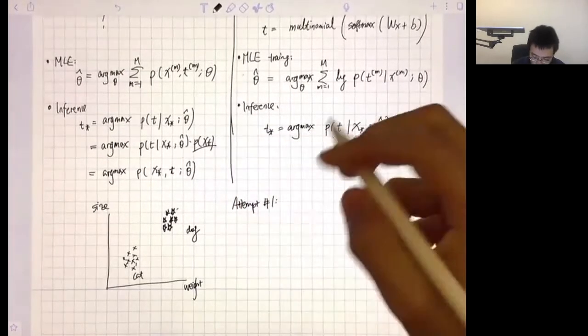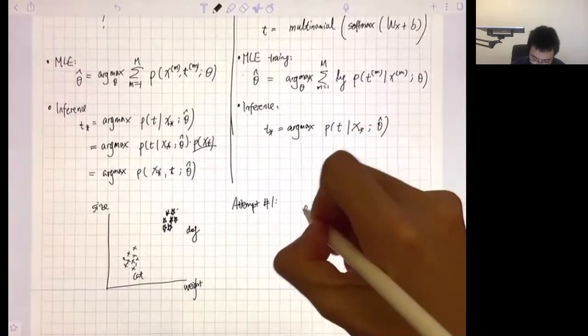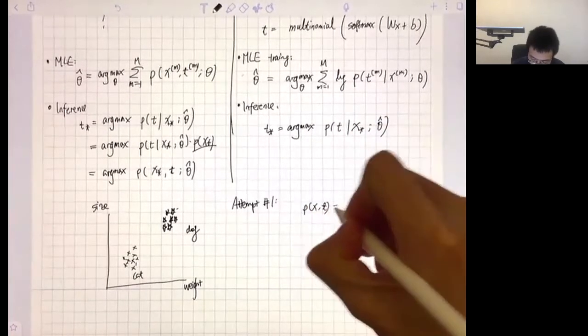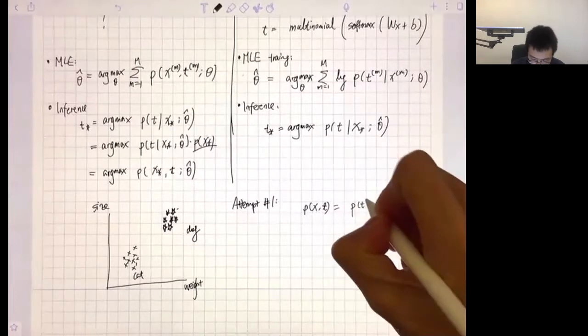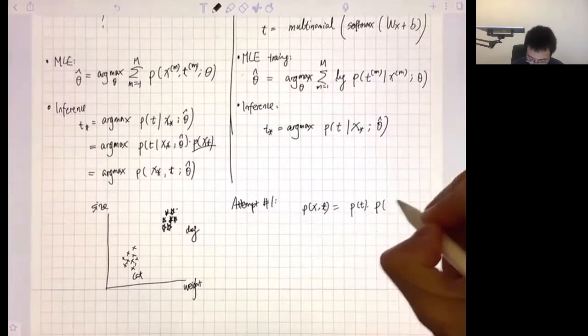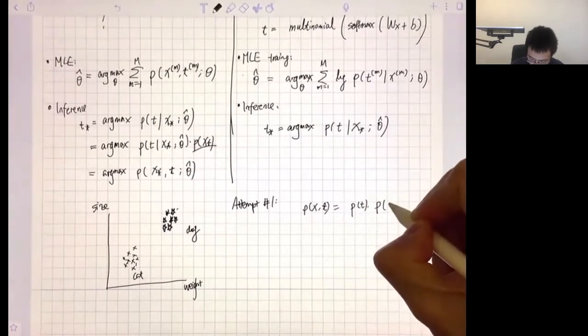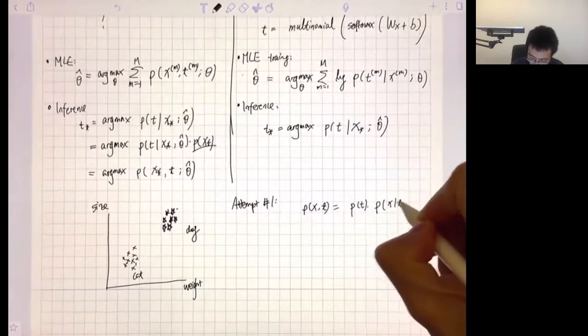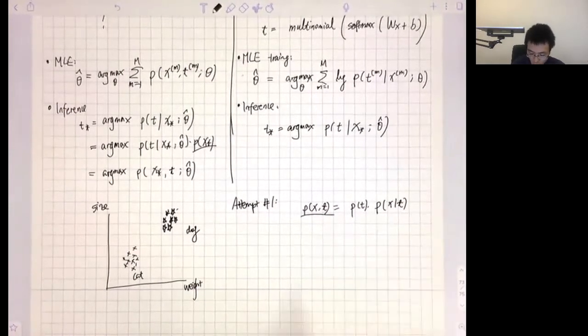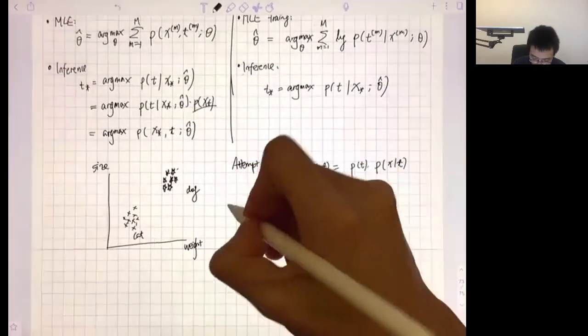The first attempt is I first generate the target t. Then given that target, I would generate x. Okay. So this gives me the joint probability of x and t.